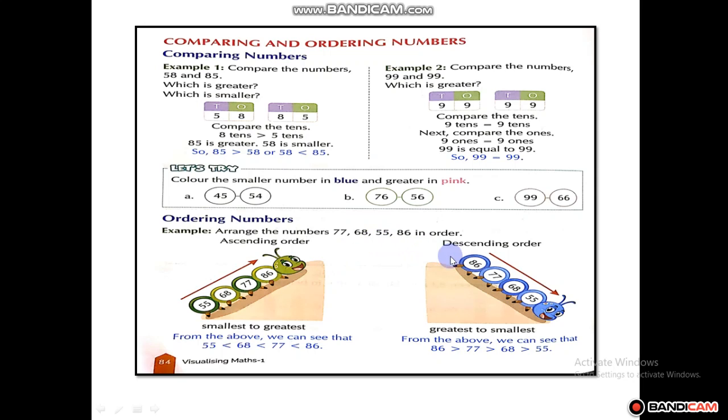And when we come backward, see it's going down. When we come backward, that is descending order, greatest to smallest. So greatest number will be first, 86, 77, 68 and 55, in this way, children. So from the above we can see that 55 is smaller than 68, 68 is smaller than 77 and 77 is smaller than 86. Same way here, 86 is greater than 77, 77 is greater than 68 and 68 is greater than 55. Okay, children, come to next page.